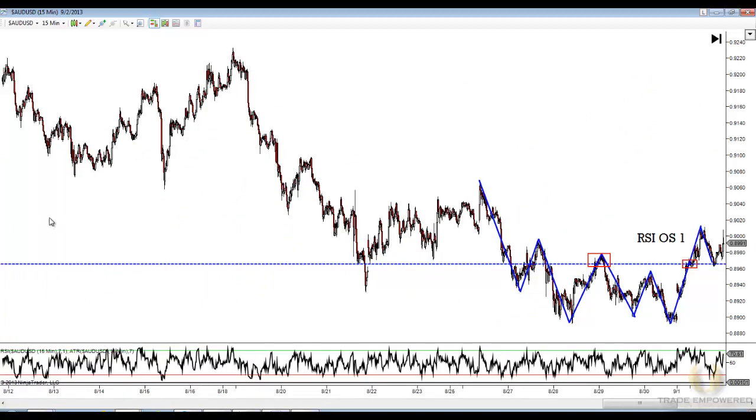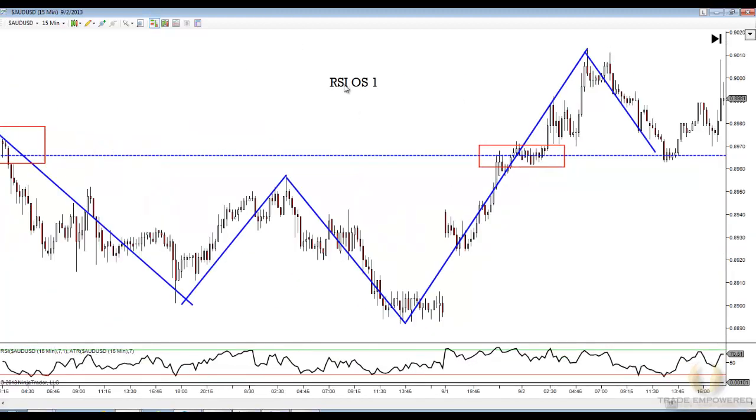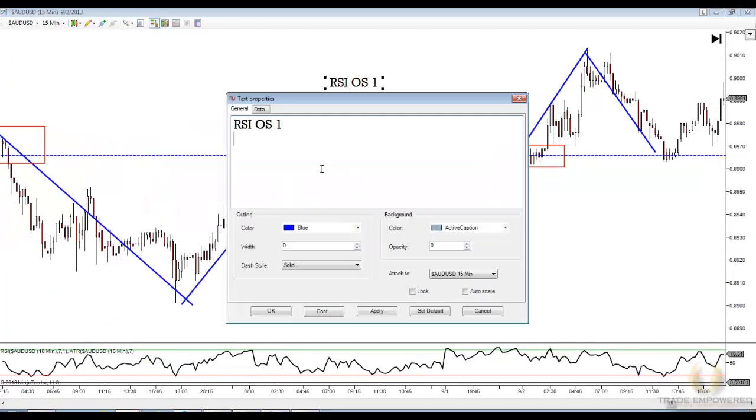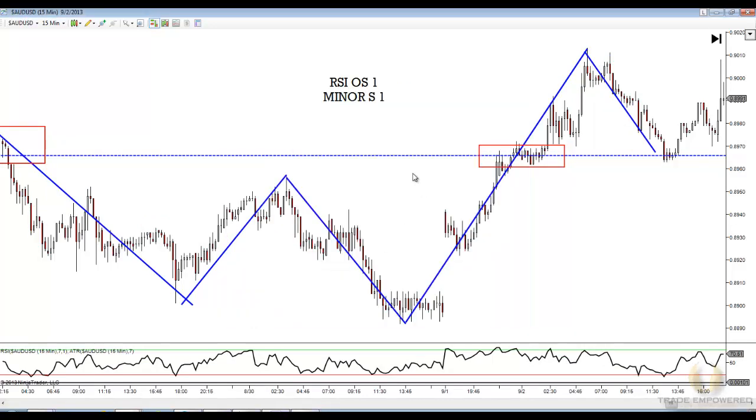As we zoom out, you can see a little structure level right here as well before that false breakout. So yeah, it's safe to say we do have minor structure, giving us 1 point.